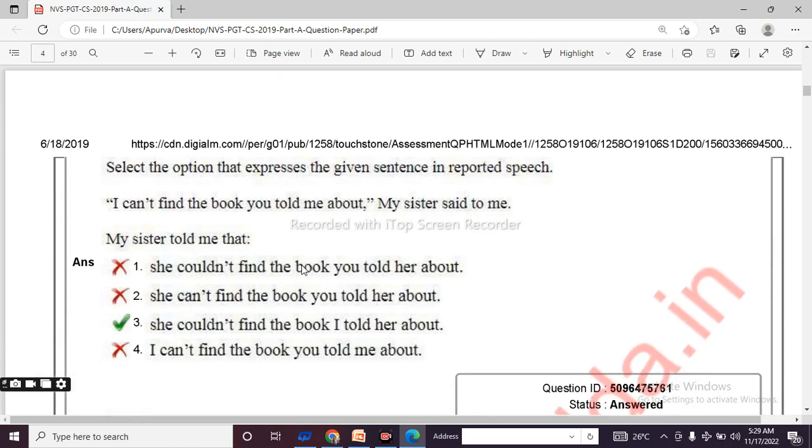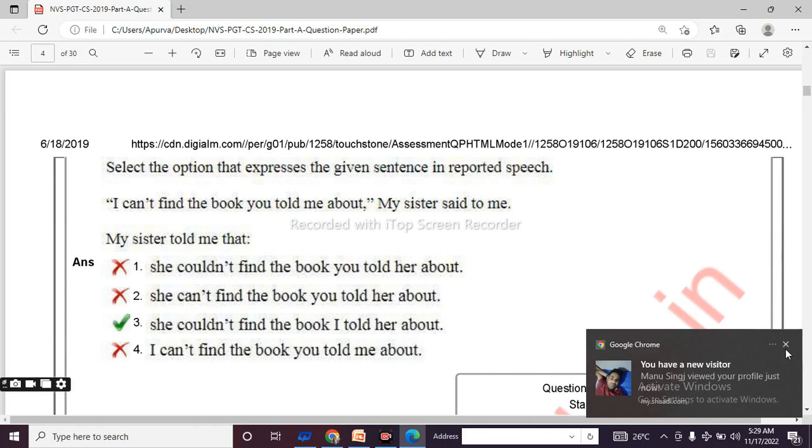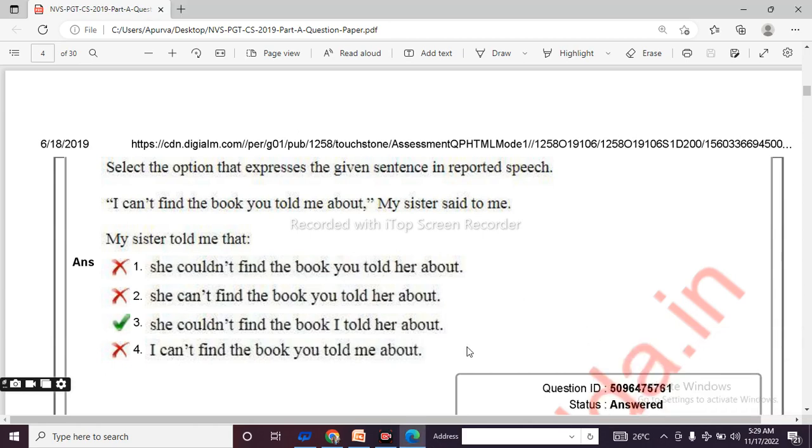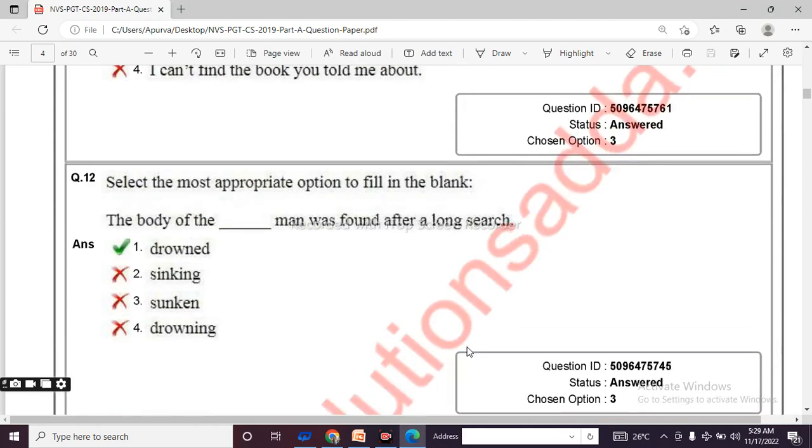Select the option that expresses the given sentence in reported speech. "I can't find the book you told me about," my sister said to me. My sister told me that she couldn't find the book I told her about. This will be the correct answer: My sister told me she couldn't find the book I told her about.